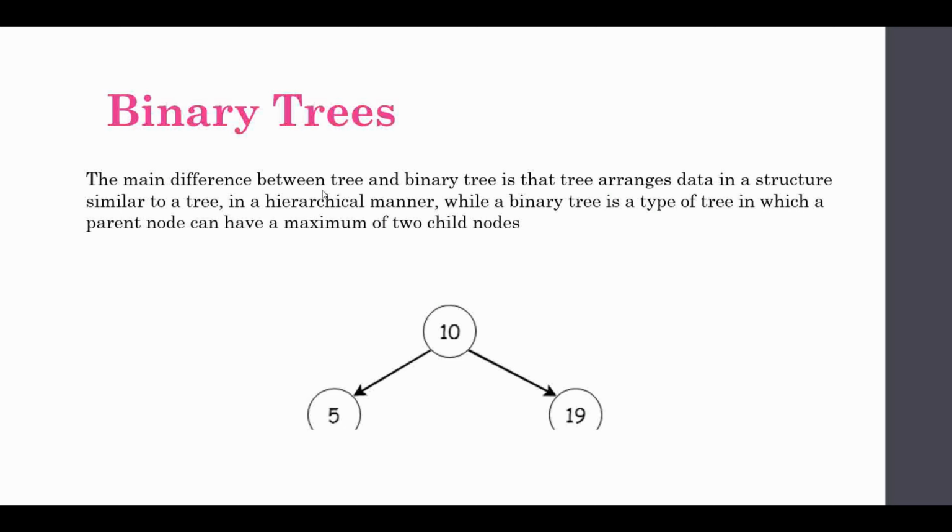So a little bit on binary trees. The main difference between a tree and a binary tree is that a tree arranges data in a hierarchical manner, whereas a binary tree is just a type of tree which can only have 2 child nodes, like this one right here.